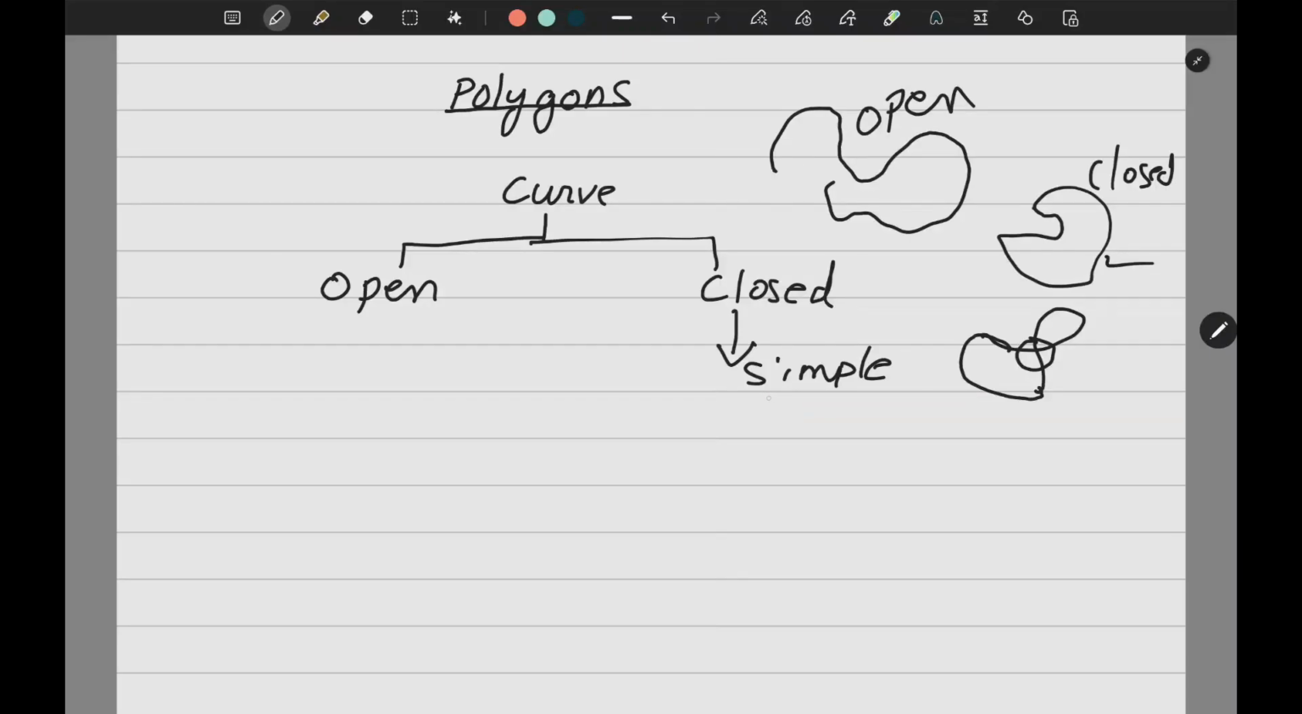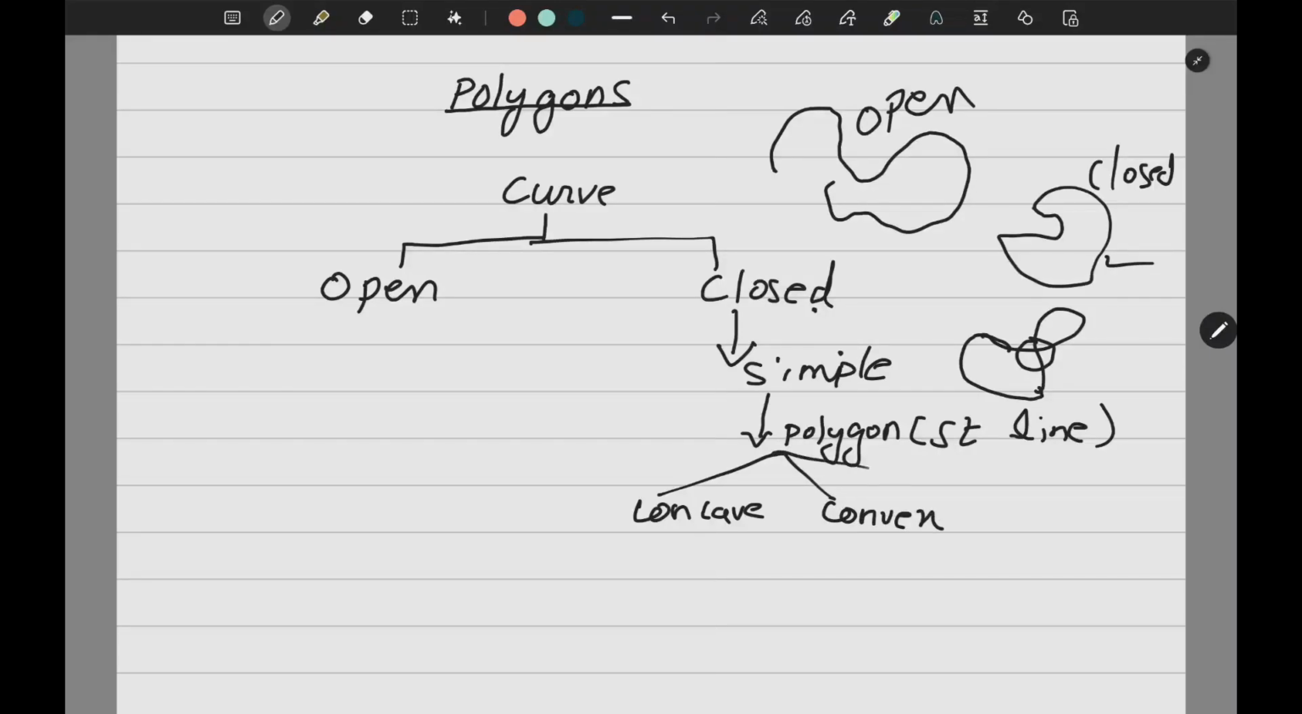Now when I come to simple curves, I have one more category which is called polygon. Now what is a polygon? A polygon is a simple closed curve made up of straight lines. So when a curve is closed, simple and made up of straight lines, then it is called a polygon. Now, when I'm talking about polygons, I can categorize them into four categories. The first category is concave. Second is convex. Third is regular and fourth is irregular.